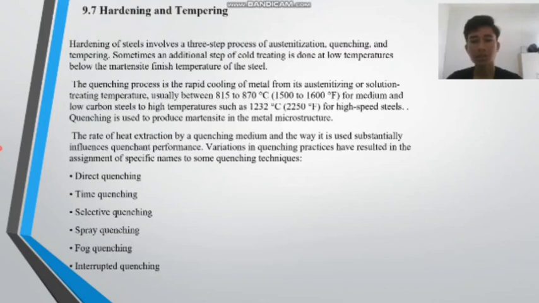The rate of heat extraction by a quenching medium and the way it is used substantially influences quench performance. Variations in quenching practice have resulted in the assignment of specific names to some quenching techniques: direct quenching, time quenching, selective quenching, spray quenching, fog quenching, interrupt quenching.